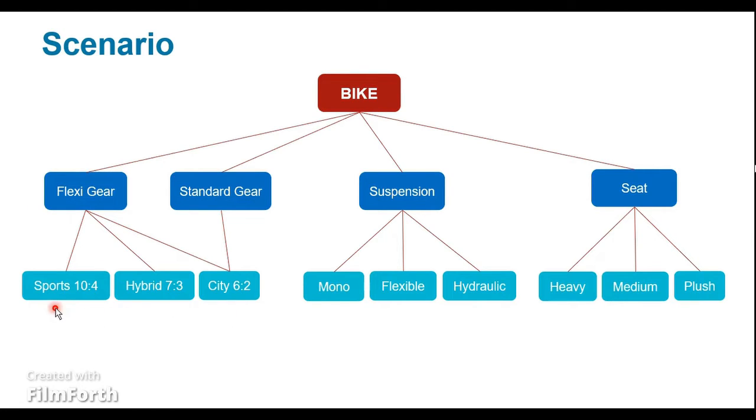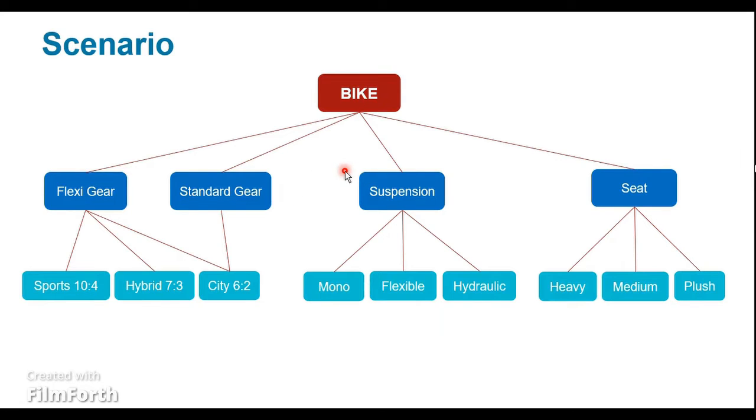One is the sports model, which has a gear ratio of 10:4, and then the hybrid model, which has a gear ratio of 7:3, and then the city model, which has a gear ratio of 6:2. Similarly, the standard gear option can also have the city gear ratio, which is 6:2. And again, these are just random values.